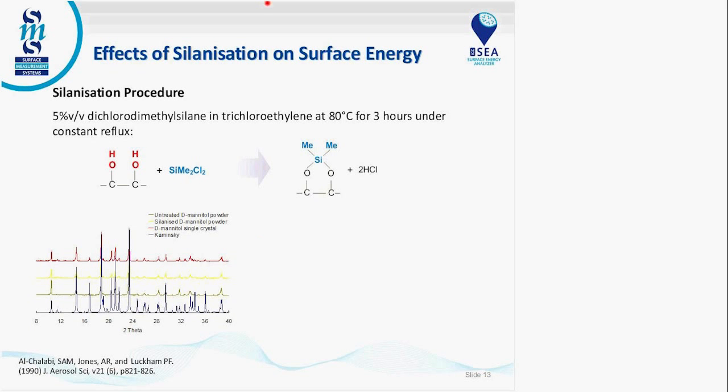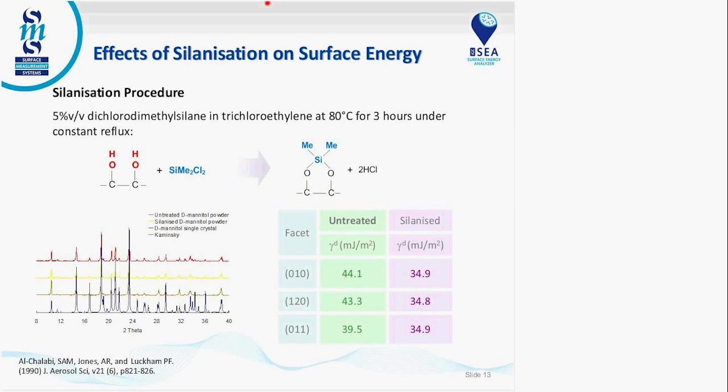And some collaborators at Imperial College London grew large macroscopic crystals about 2 inches long, and they did contact angle on the individual crystal faces. For the untreated mannitol, you can see that the dispersive surface energy ranged from 44 on the 0-1-0 plane down to about 39 on the 0-1-1. This is of the raw macroscopic mannitol crystals. Then these crystals were silanized to methylate the surface, and we go from an energetically heterogeneous material to an energetically homogeneous material. You can see all of these are lower in surface energy, and they're all the same value, because now all surface groups have been methylated. So this is on large macroscopic crystals.